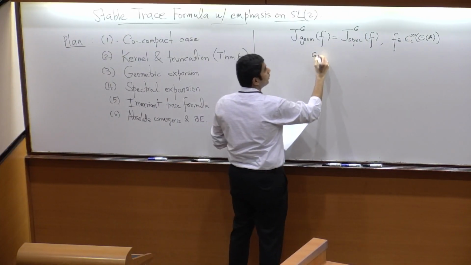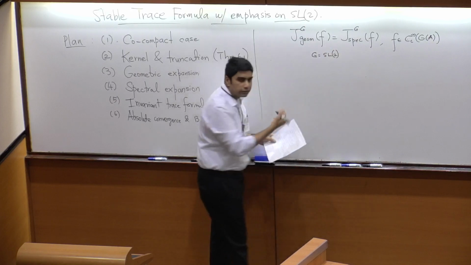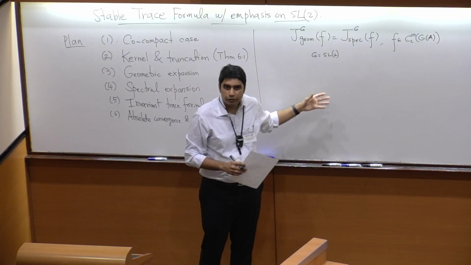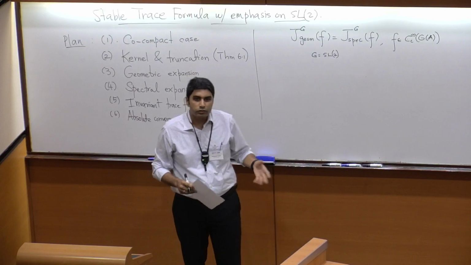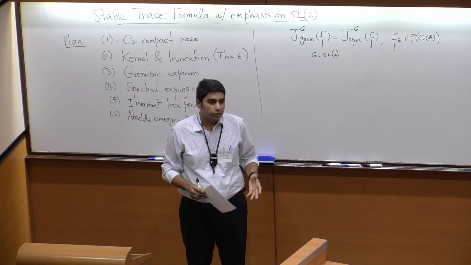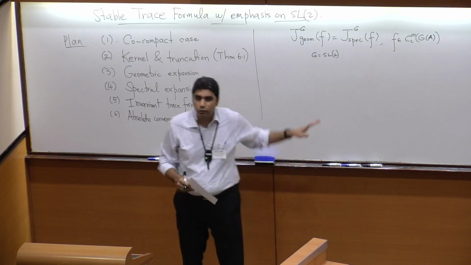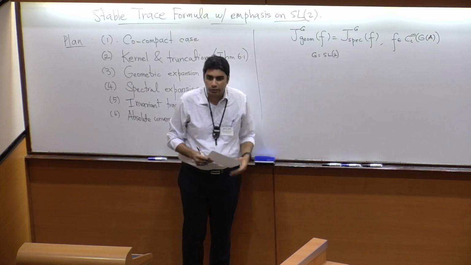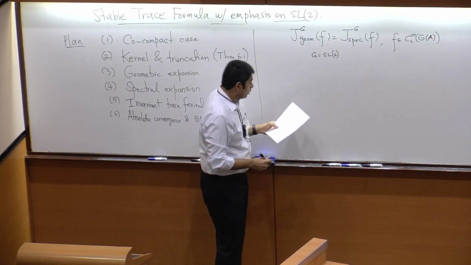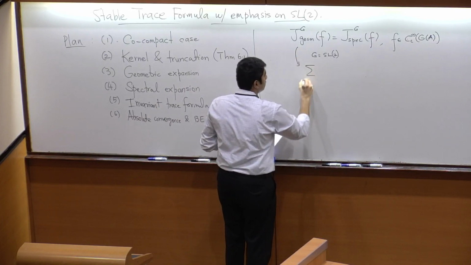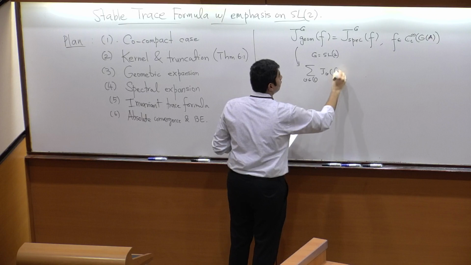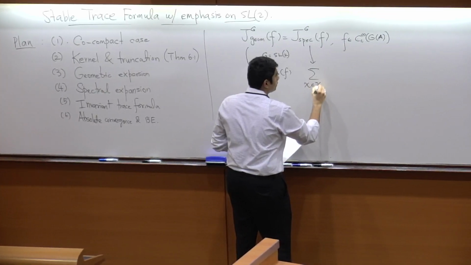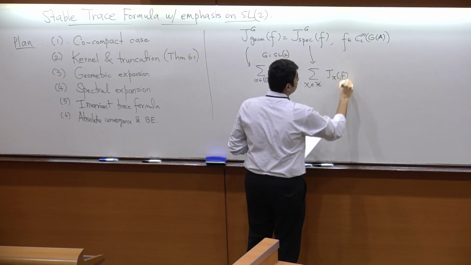Whenever I say G is SL2, we will have this example at the back of our mind, and explicitly we will do these computations for SL2. Now SL2 has rank 1, so there are some simplifications happening, but it's a good example anyway. Some combinatorics are simplified because of being SL2, but it lets some other aspects shine. The geometric expansion looks something like the sum over O in the set of equivalence classes of J_O(f), and similarly the spectral side looks like the sum over chi in the set of classes of J_chi(f).